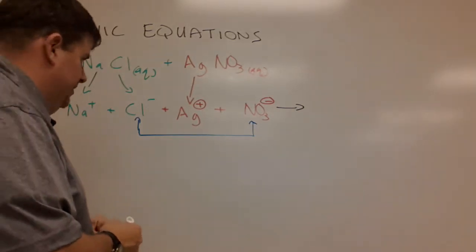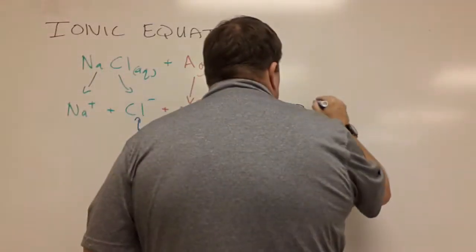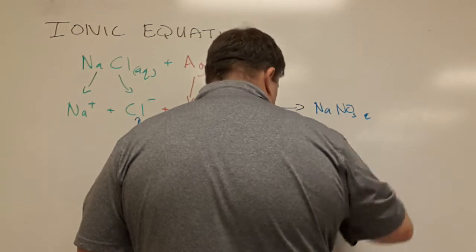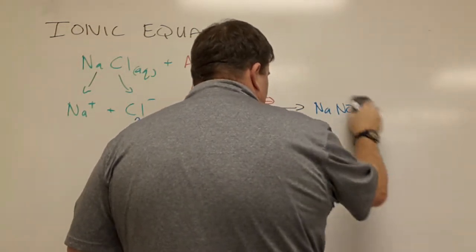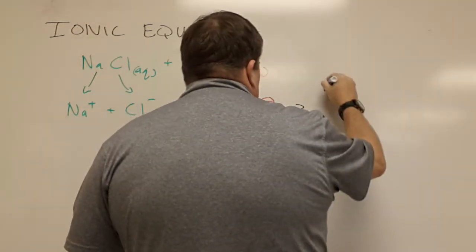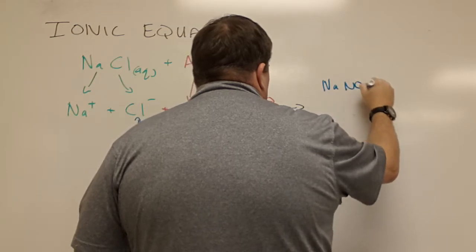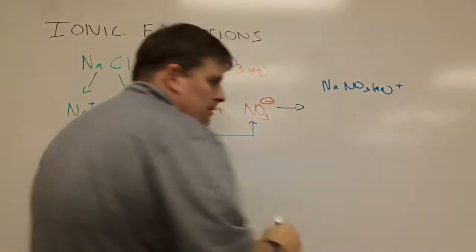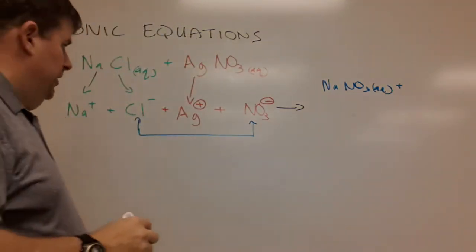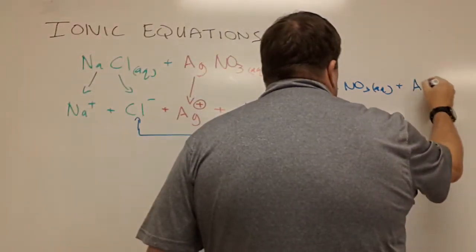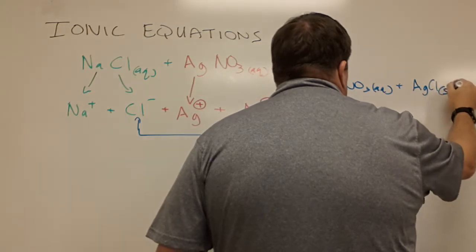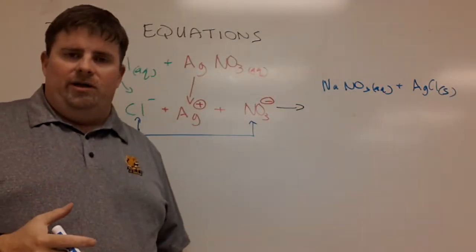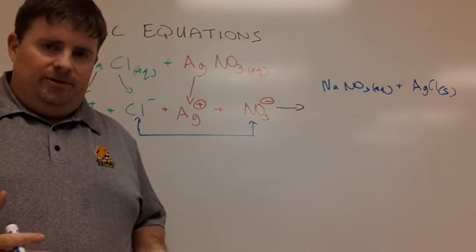What I'm going to have is sodium nitrate. I'm writing this right now as aqueous. Actually, I'm going to write it up here. So sodium nitrate and silver chloride. All right. Now notice what I did up there is I wrote an S next to the silver chloride. This means a precipitation happens.